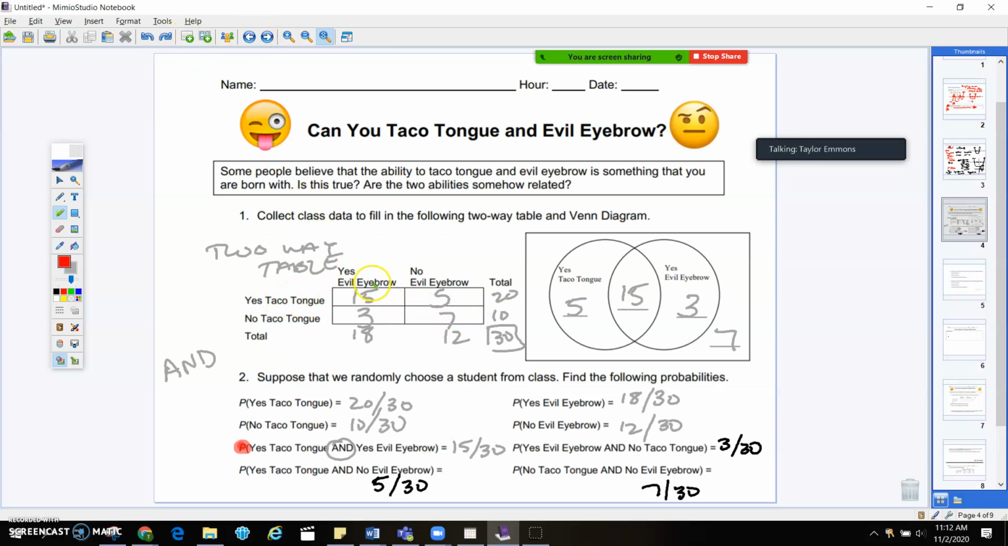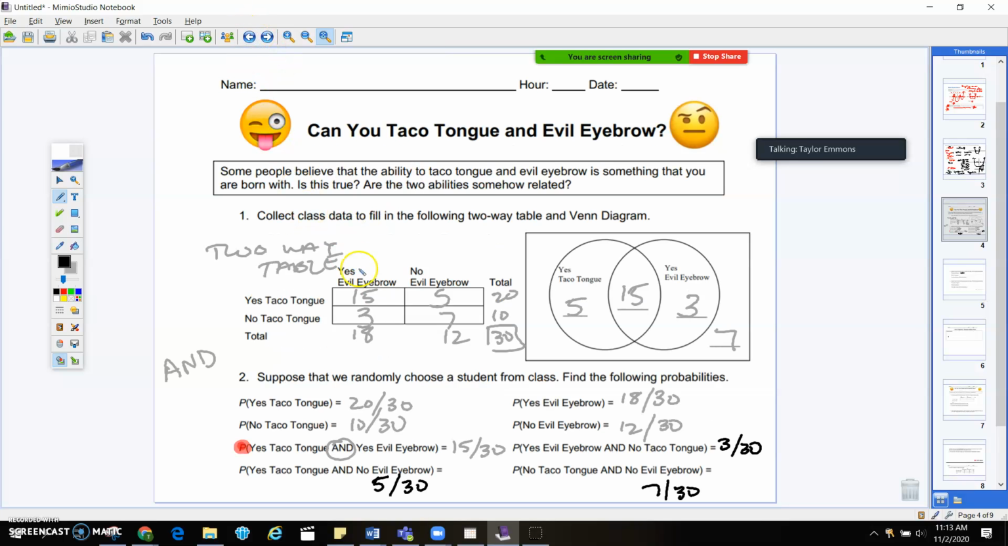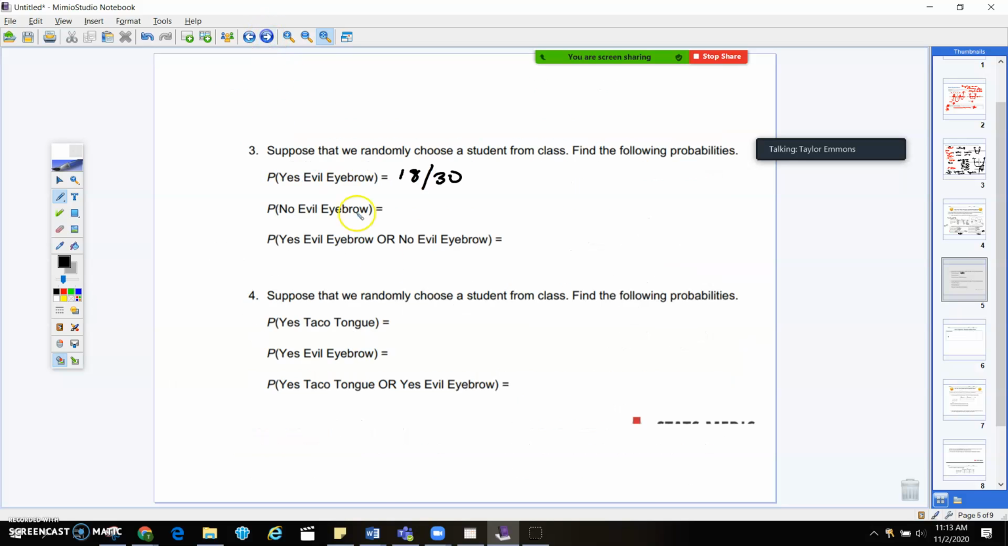Well, 18 out of the 30, right? 18 out of the 30. How many could not evil eyebrow? Yep, 12 out of the 30.